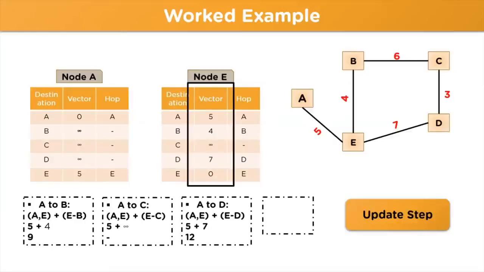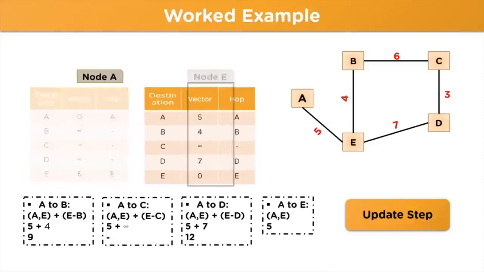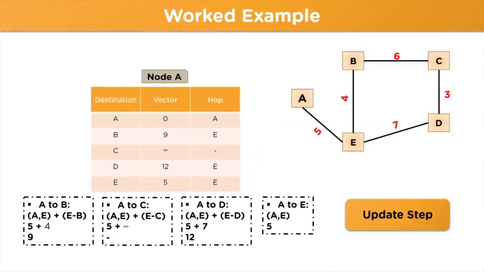And the last one is A to E. For this we have A comma E, that is directly the neighboring node. The value would be 5. So the new routing table for node A is 0, 9, infinity, 12 and 5.